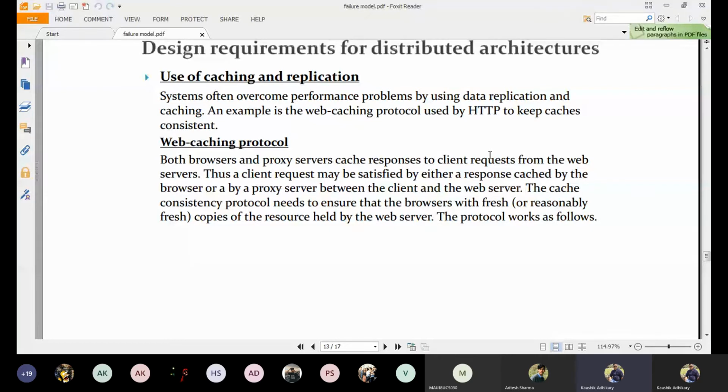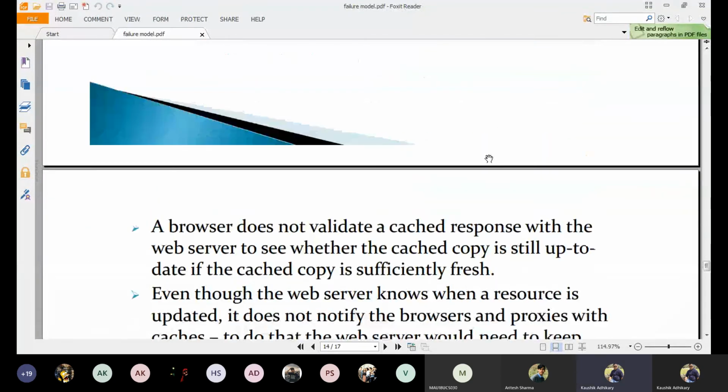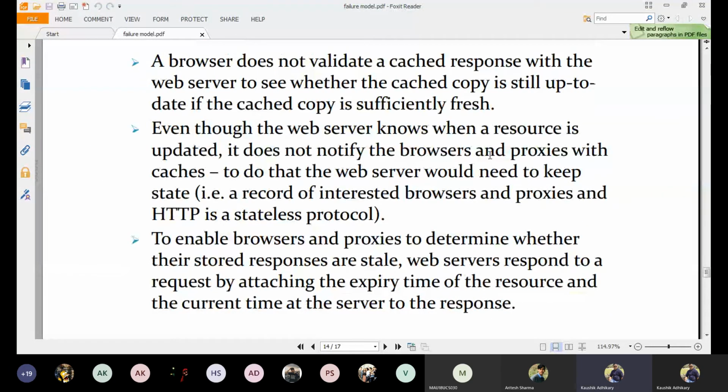The protocol works as follows. The browser does not validate a cached response with the web server to see whether the cached copy is still up to date if the cached copy is sufficiently fresh. It does not need to check again and again whether the copy is fresh or not.